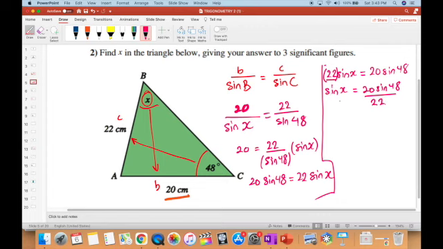Right? So now we can actually work out the sine of x to be, on the calculator, 20 multiplied by the sine of 48, is equal to that divided by 22, is equal to 0.67558. The more decimal places you have, the more accurate you'll be.